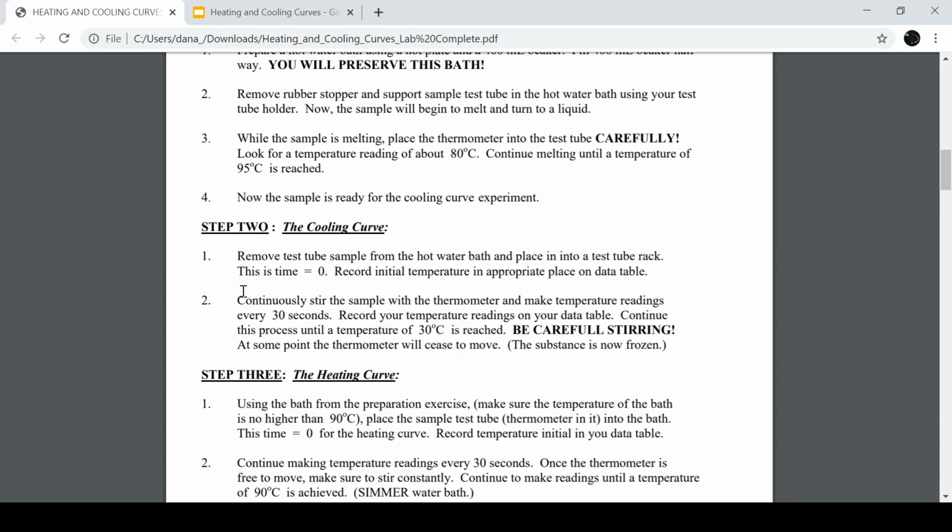Now, some words of advice, especially for the cooling curve. The cooling curve, you need to keep your thermometer moving. So your thermometer is going to be moving the entire time during the cooling curve. You don't want to just move the thermometer when you're doing the temperature. You want to continue moving it throughout the entire thing.